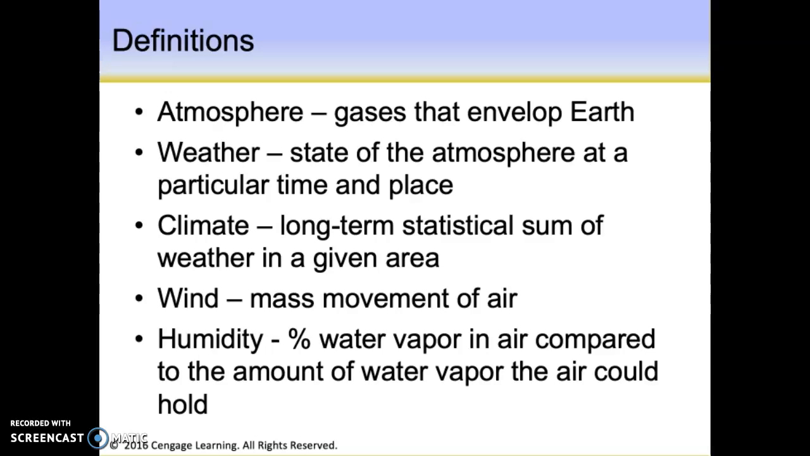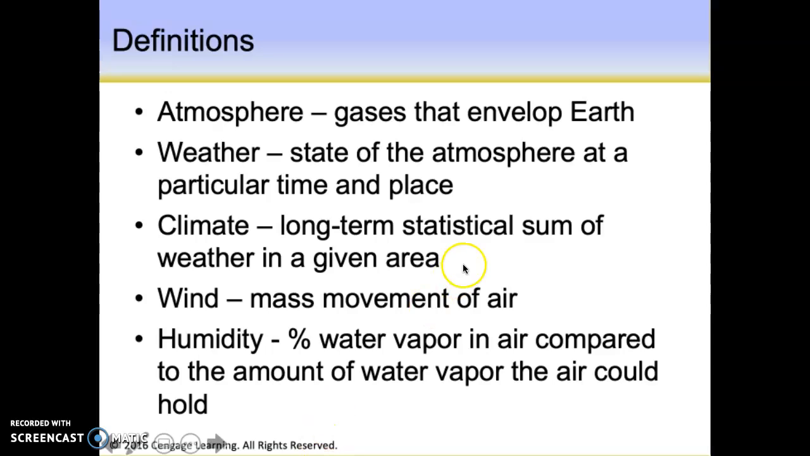Weather is the state of the atmosphere at a particular place in time, and the climate is the long-term average weather for a given area. So the two are related but should not be confused. Weather is what's happening today, and climate allows us to compare today's weather to the weather that we experience over the course of the year and from one year to the next.